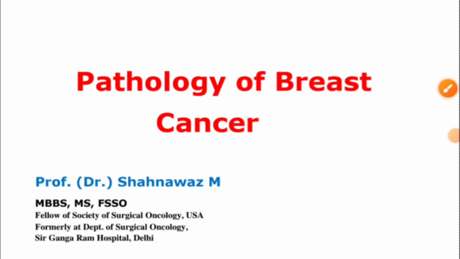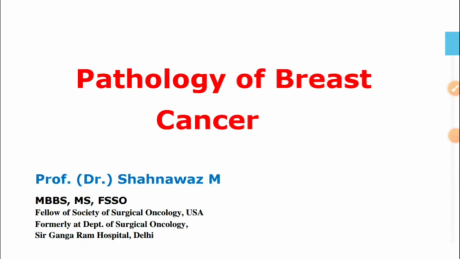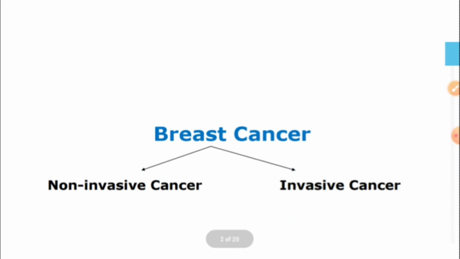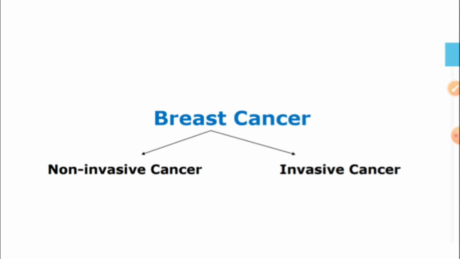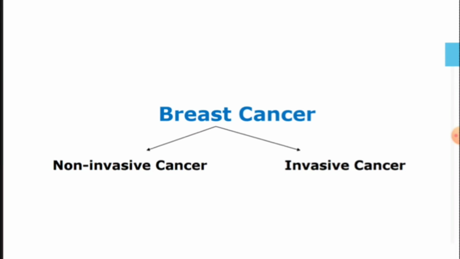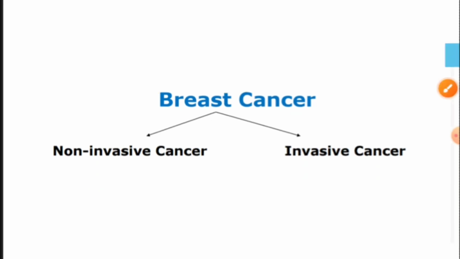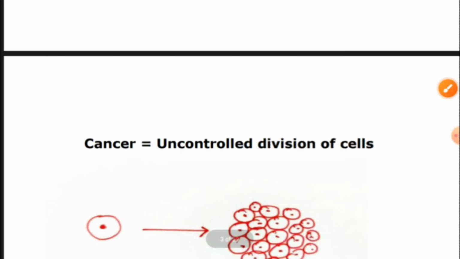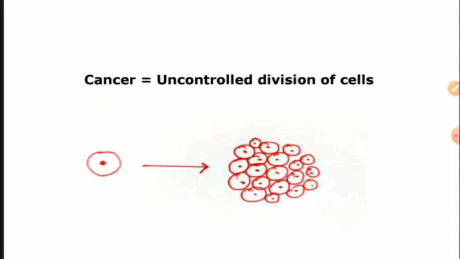Friends, today we will be discussing the pathology of breast cancer. Breast cancer can broadly be classified into two groups, that is, non-invasive cancer and invasive cancer. Now, what is a non-invasive cancer and an invasive cancer? To understand this, let us first see the basic definition of cancer.